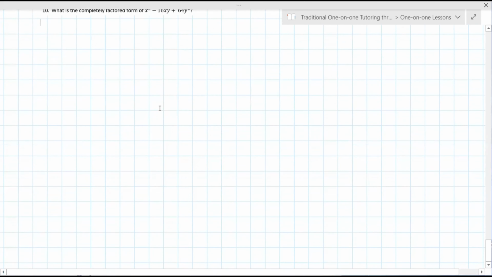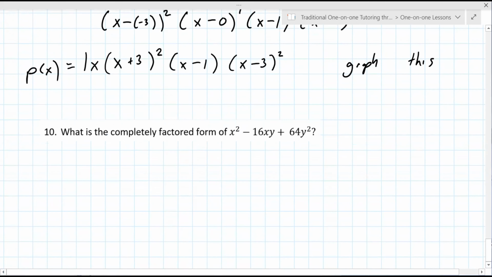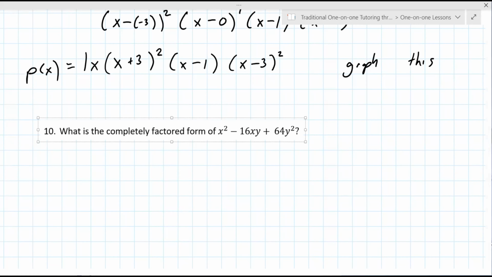When you look at 10, or oh no, I'm not sharing the screen, am I? Yeah, you are. You're good. Oh, I'm good. Oh yeah, okay.